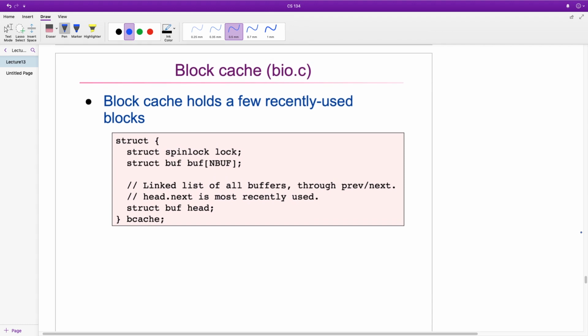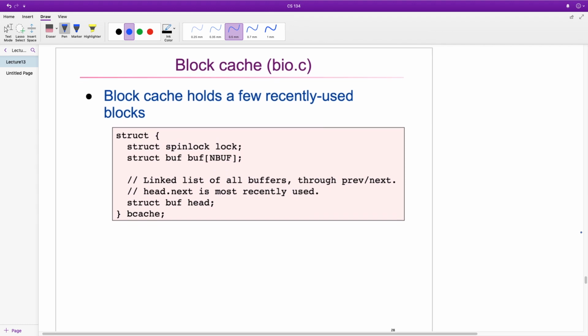I mentioned the fact that it'd be a real shame if we had to, when we're updating a file, go ahead and read the block from disk if we had just recently written it. And so therefore we have this block cache. So in memory, we keep this cache of blocks. We have a lock that's protecting it. And we have basically this linked list. Okay? And we keep this linked list in order of most recently used. Why would we want to do that?